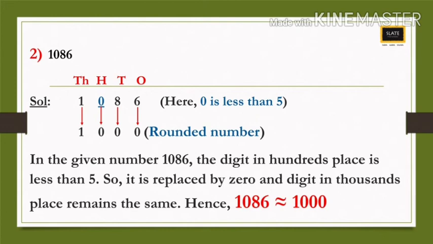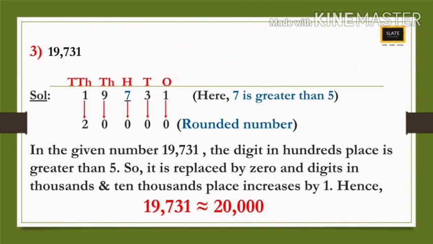Now finally, the third sum. For this sum, I hope you will estimate the answer before I reveal it. Now, let's see the question. The question is, round to the nearest thousand the number 19,731. For this number, we need to find the nearest thousand. Okay, so as we are comparing the hundreds place digit, the ones place and tens place remain as 0. Now the hundreds place digit is 7. So 7 is greater than 5. So 7 is replaced by 0 and 1 is added to the thousands place.